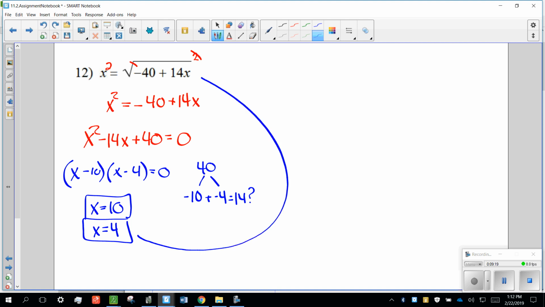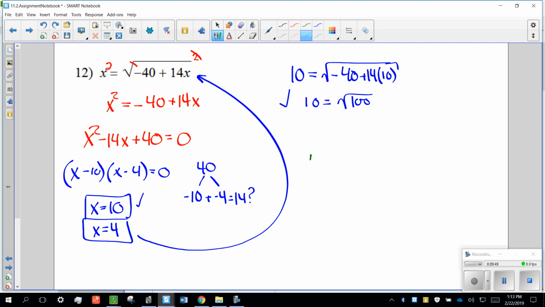But we're not done until we go back up and plug those in to make sure that they're both actual solutions to our problem. We get 10 equals the square root of negative 40 plus 14 times 10. 14 times 10 is 140, minus 40 is 100. So is the square root of 100 10? It sure is. So we know that that one's a solution. Now let's try the other one.